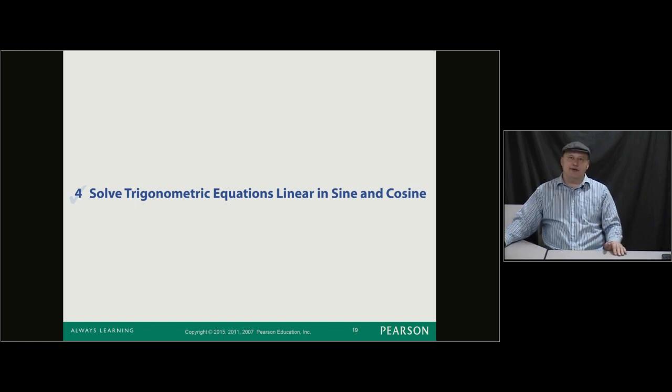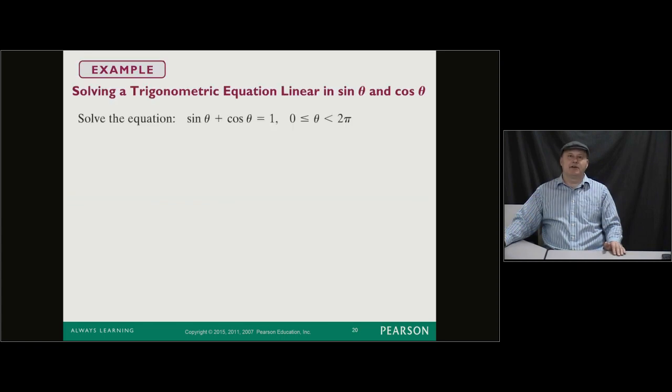And so it's linear in form, which basically means you have a sine in the equation and you have a cosine in the equation, and you're trying to solve it. So let's look at an example here. Solve the equation sine of theta plus cosine of theta equals 1, and theta has to be between 0 and 2 pi. Now, here's one of these problems where you can't directly relate sine to cosine, and you cannot directly relate cosine to sine. Now, sure, sine squared plus cosine squared equals 1, but that's not what I have here. I have sine of theta plus cosine of theta equals 1.